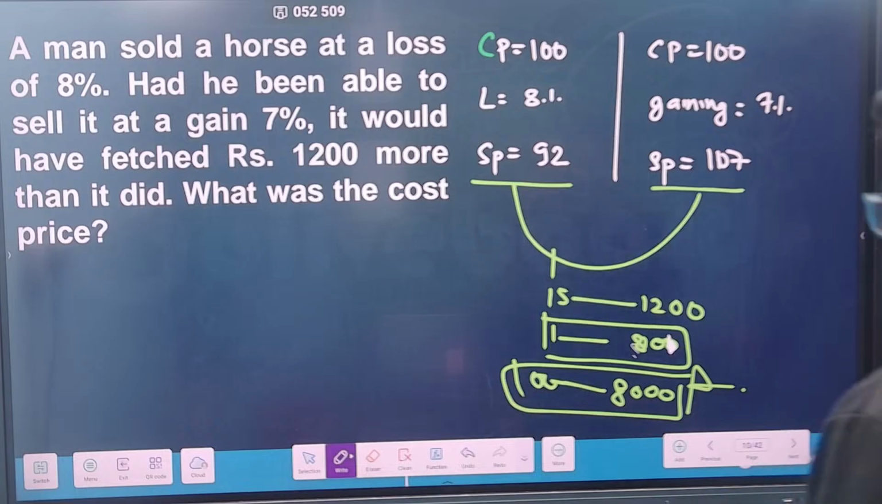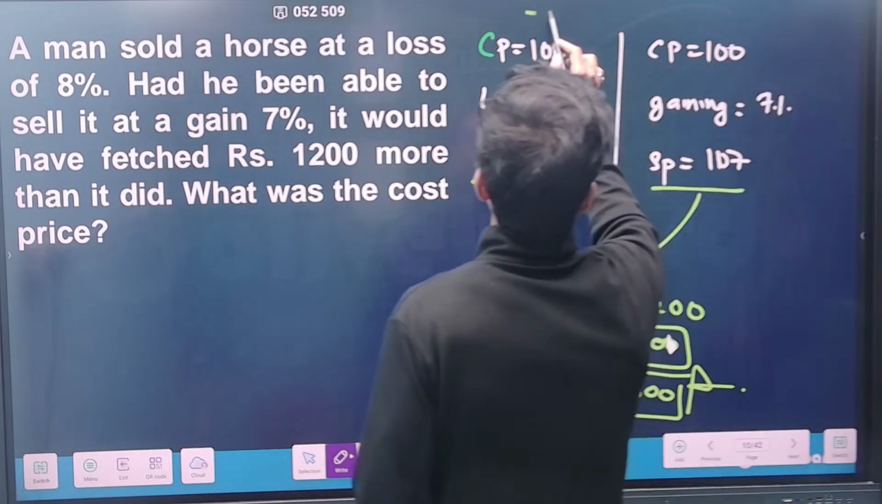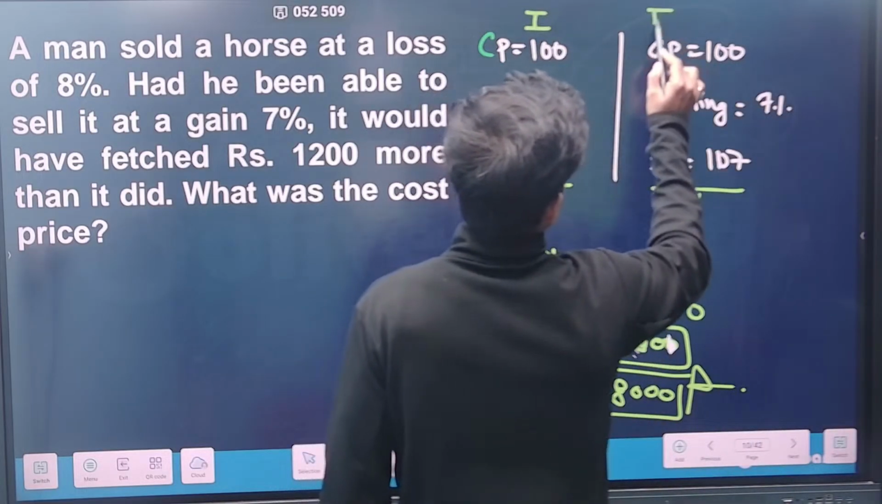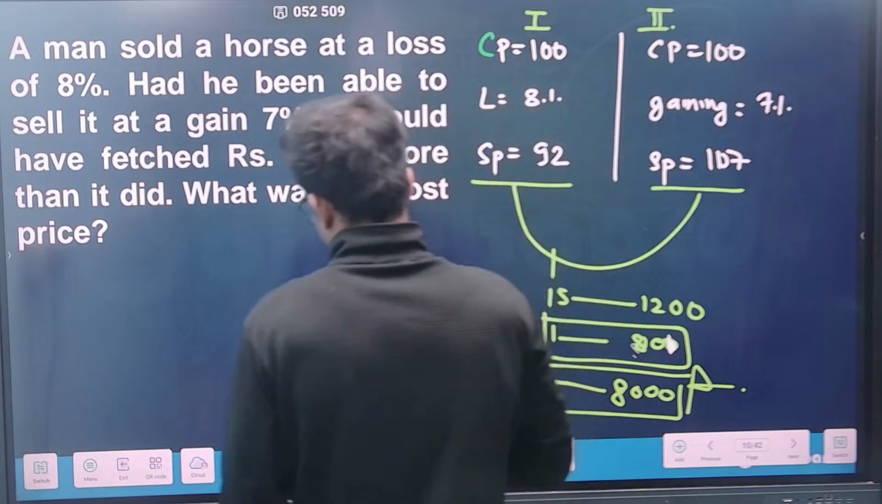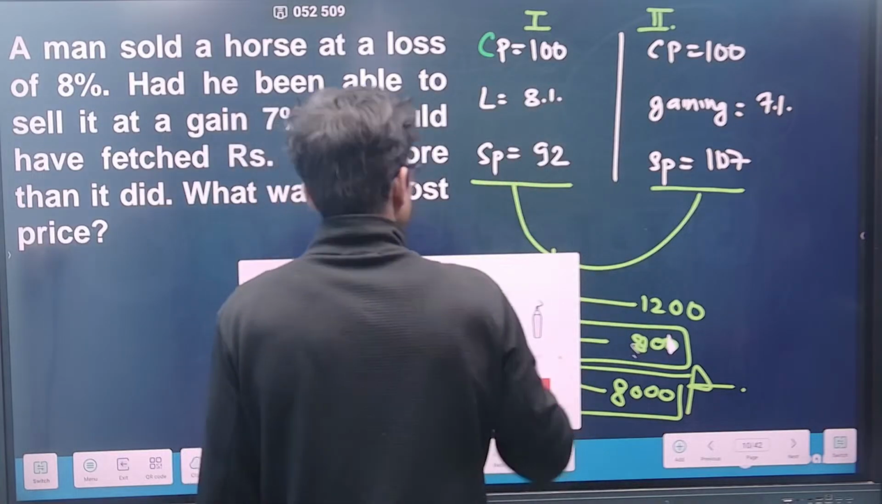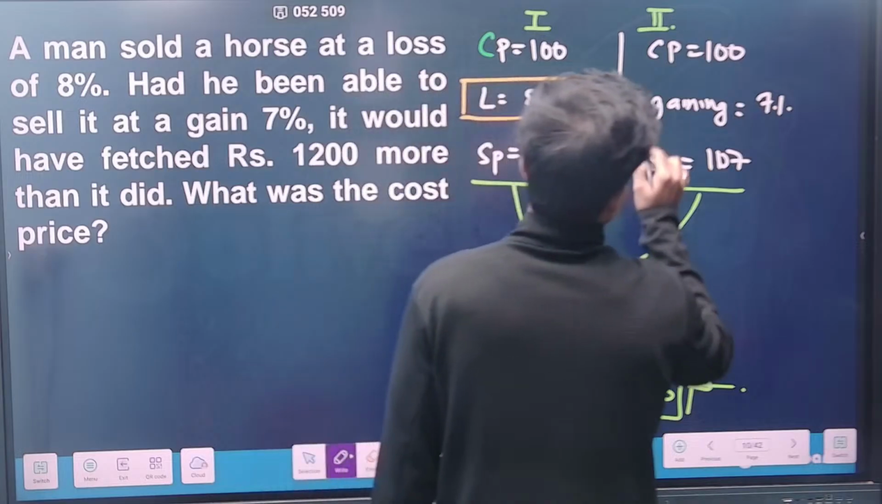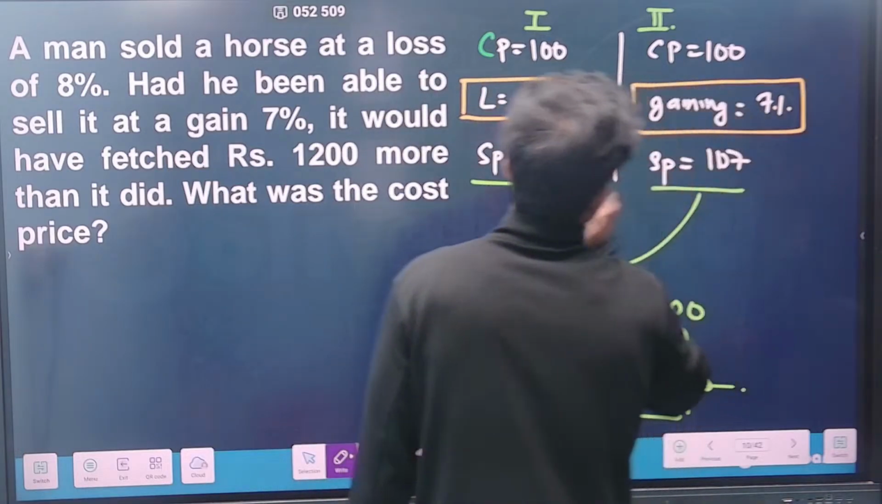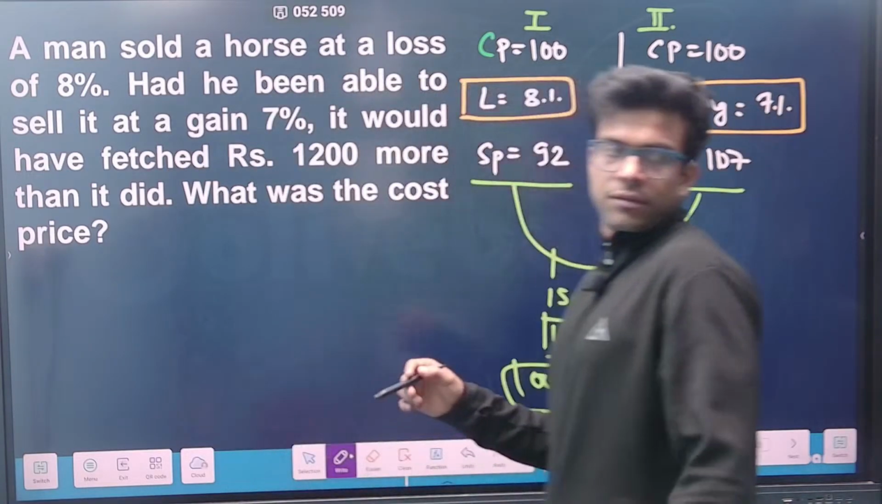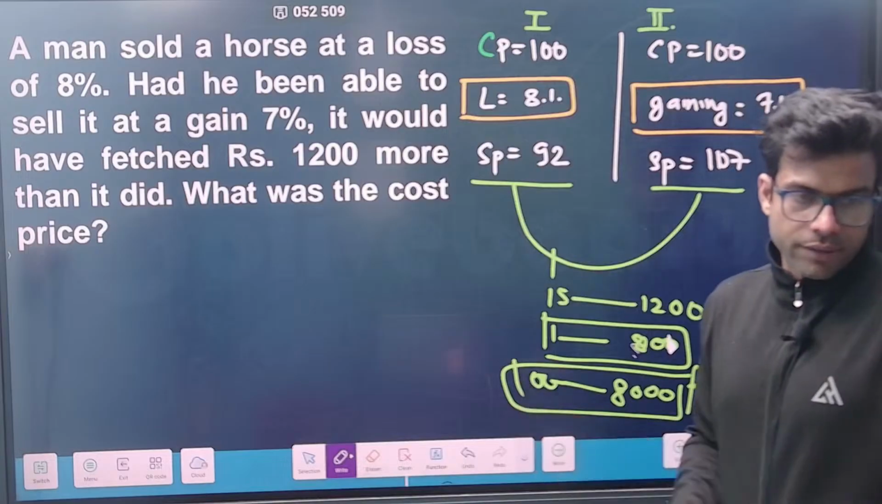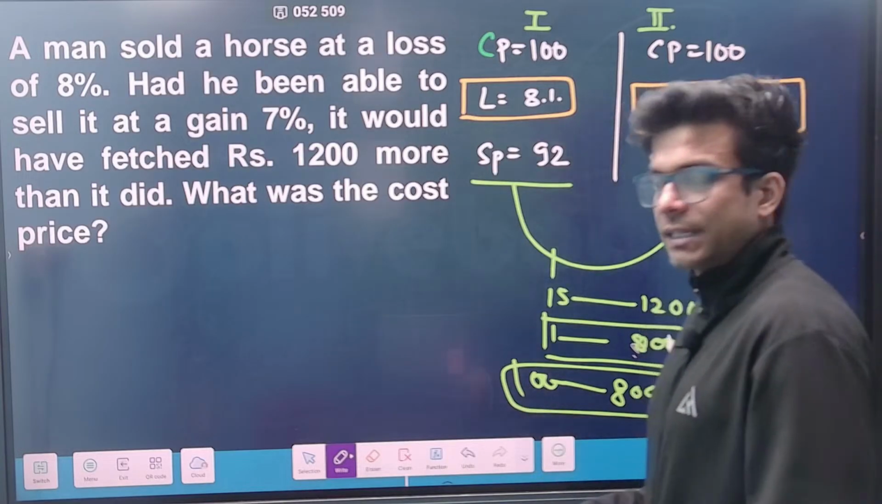This is case 1. I would say this is my case 1 and I would say this is my case 2. When there is a loss of 8% and when there is a gaining of 7%. So two different things are running. Okay, let me go for the next problem.